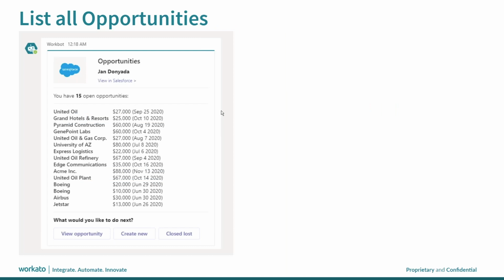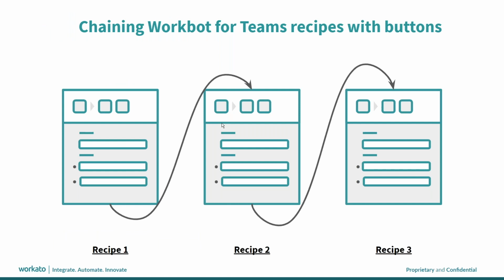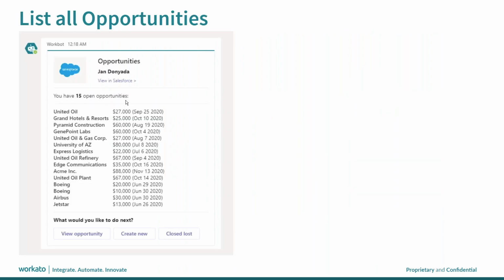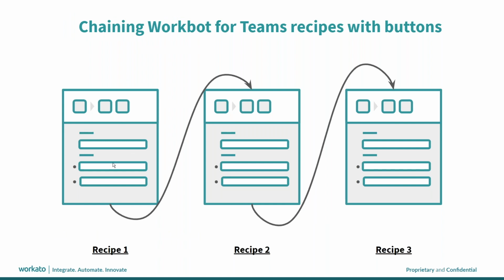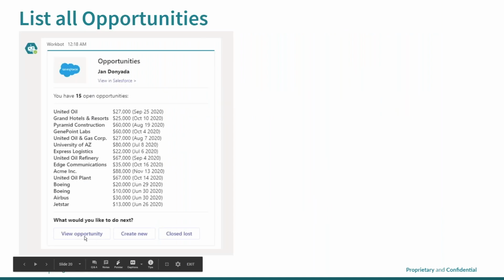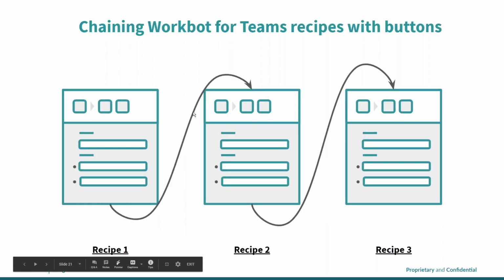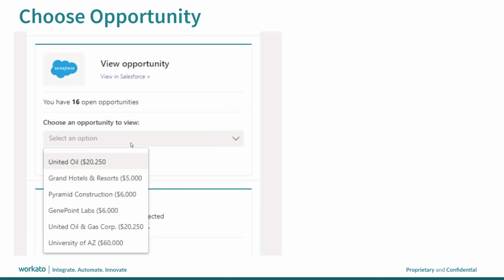So first, I want to show you how to build something like this, which is the ability to list all opportunities from Salesforce. And there's a key concept here that I wanted to explain, which is how bot recipes work. So whenever I send a command to Workbot, what happens in the background is Workato actually runs a bot recipe in Workato, right? So I'll show you how to build the very first recipe to post this, and then a button from the first message over here actually chains into the second recipe, where you actually see this selection process.